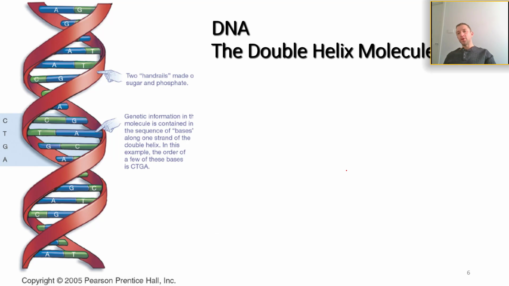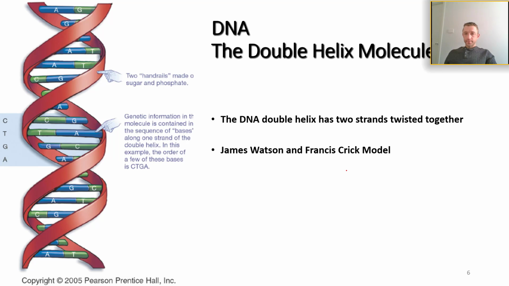Okay, so looking a little bit closer, the double helix molecule called DNA has two strands twisted together. And this model was actually, let's say discovered, but founded by James Watson and Francis Crick. So it's called the Watson and Crick model for DNA to show the structure of it.